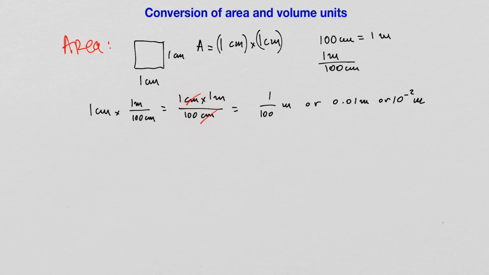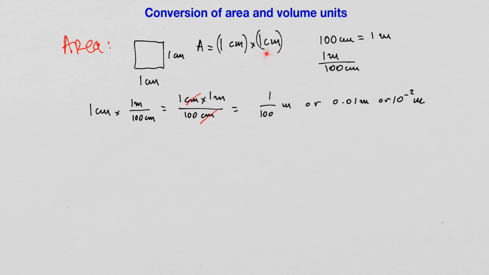The units of centimeters cancel out. So what I'm left with for the final result is that 1 centimeter is equal to 1/100 of a meter, or that is 0.01 meters, or that is 10 to the negative 2 meters. So here I just converted the first quantity in the area calculation. So I also need to convert the second quantity in the area calculation. So the conversion is exactly the same. So for the second quantity, I get the same result.